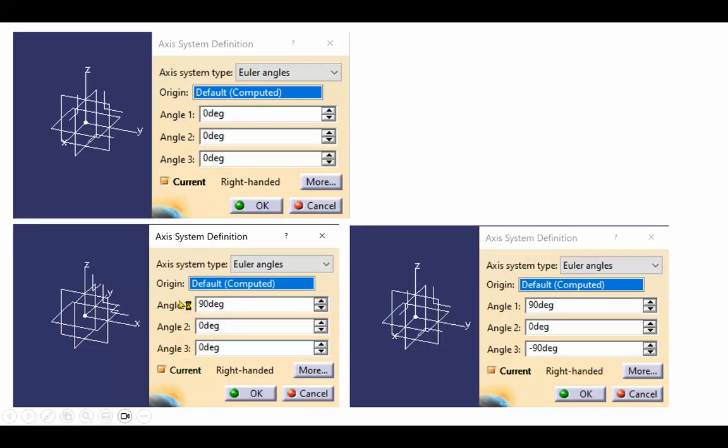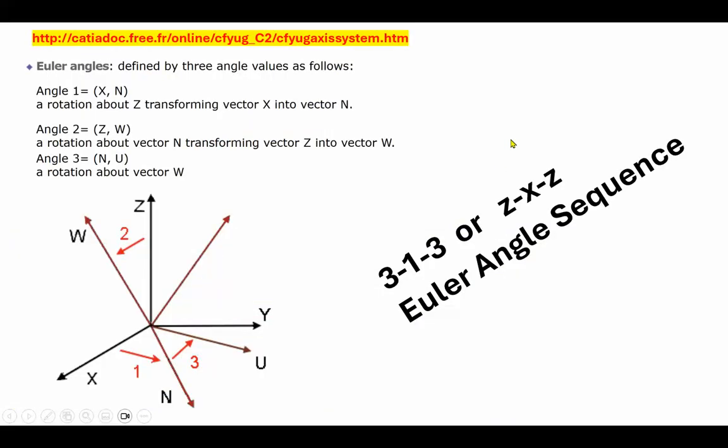So the moral of the story is that this is the sequence of rotation, 313, ZXZ, and it always rotates about the new axis system that was created because of the previous rotation. The only exception is the first one. The first one is, of course, there's no new. That is it. Okay.